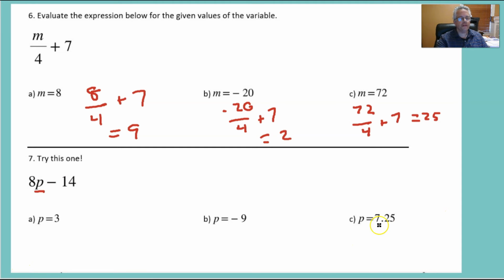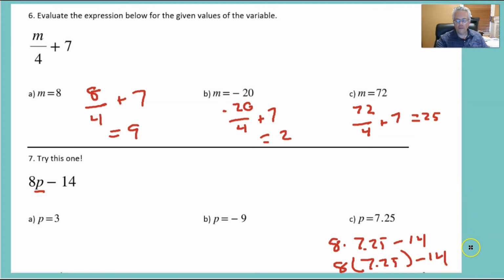Well, if they give us a value, we can put it in. I'm going to jump to the very last one, because we haven't done a decimal, I don't think, on this slide. So we're going to let p be 7.25. So 8 times 7.25 minus 14. We could also write this as 8 parentheses, which means times 7.25 minus 14. So 8 times 7.25 minus 14 is 44.